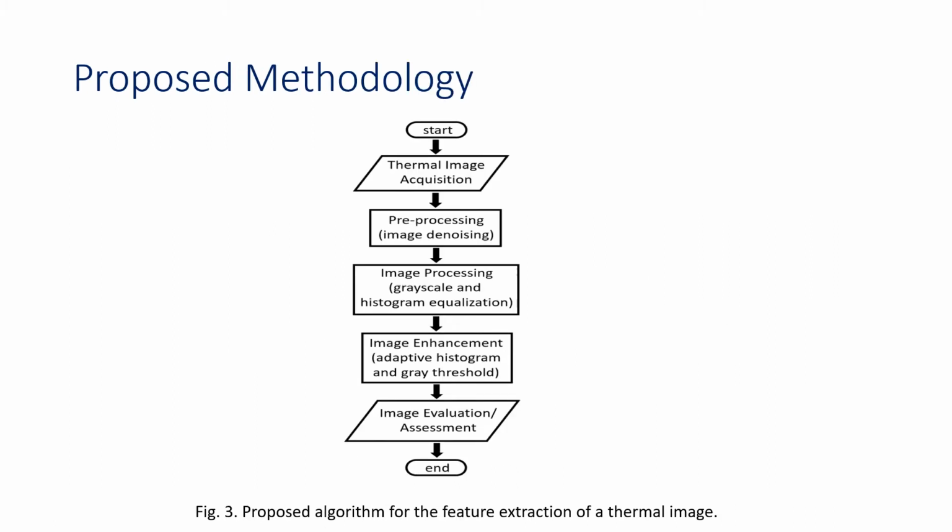Figure 3 shows our proposed methodology. The raw thermal solar cell images are loaded. They will be pre-processed to minimize the noise. Sizes are adjusted for statistical uniformity. Images will be processed for grayscale and histogram equalization to have a better input and better interpretation. Image enhancement techniques such as the adaptive histogram and grayscale threshold aim to have a linear cumulative distribution function of the associated image. Images will be evaluated and assessed.